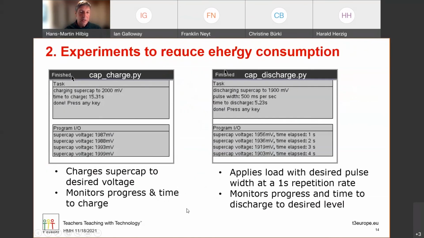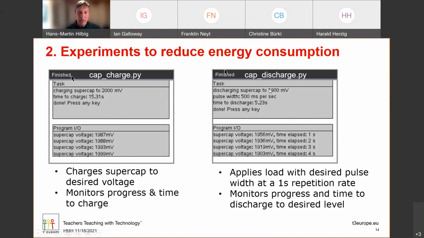The second task is actually to do some experiments to reduce energy consumption. So I've provided two Python codes here in the attachment. One is to charge the supercap. You just define the end voltage, and the time to charge the whole thing is measured. BB2 is switched to high, sorry. And then you see the supercap voltage increasing until 2000 millivolts are reached, and the time to charge is displayed. Discharging is a little different.